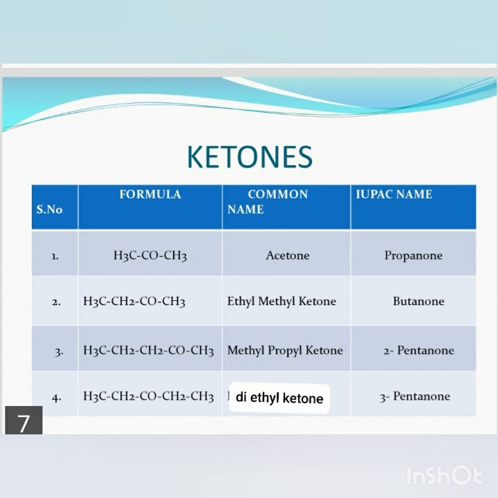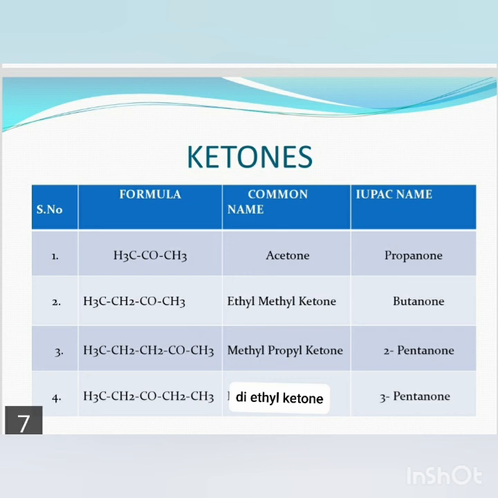For unsymmetrical ketones, or mixed ketones, they are named by naming the two alkyl groups attached to the ketonic group as separate words in alphabetical order and adding the word ketone. The common name of the first member is given as acetone, as it is obtained by distilling calcium acetate. That's why it is known as acetone.